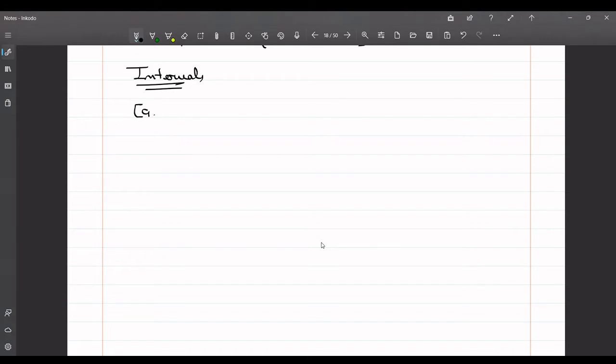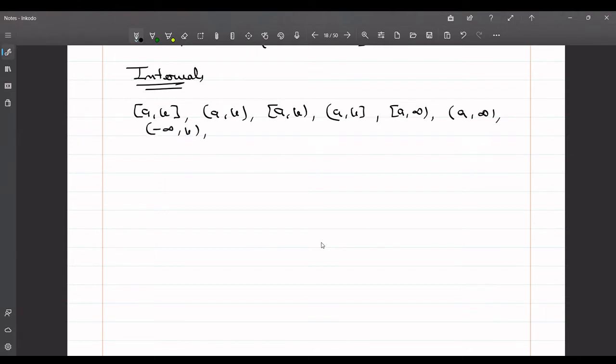So we have this closed interval AB, open interval AB, left closed interval AB, right closed interval AB. Then we have studied the left closed ray, left open ray, right open ray and right closed ray, and the real line, right? So you have, yeah, nine intervals, right? These are the 9 intervals we have studied.